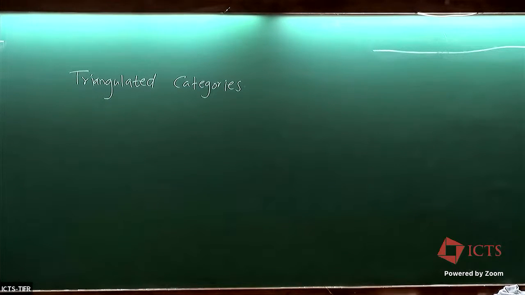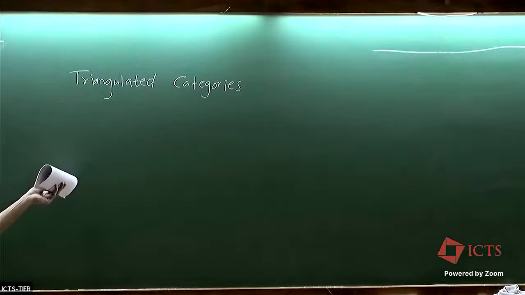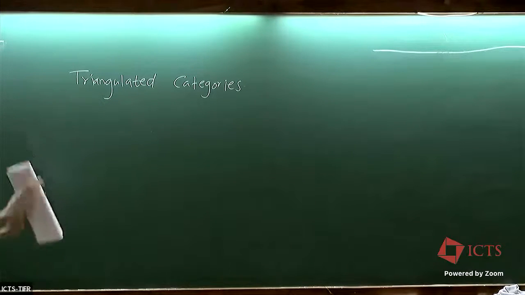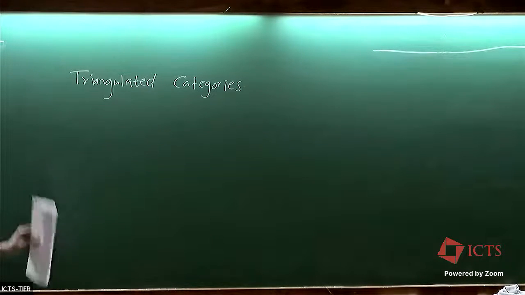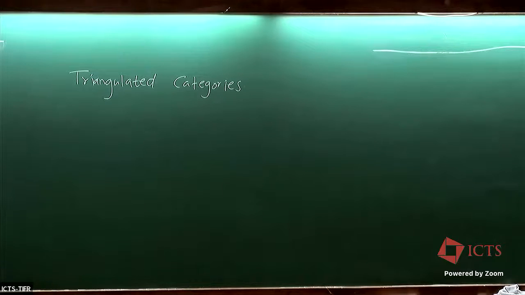There are many experts here, so please correct me if I do anything wrong. And I hope there are a few graduate students for whom this may be a new concept. This has come up in, I think, almost all the talks before that. Some categories are triangulated, so at least we will try to see the definition and an example.